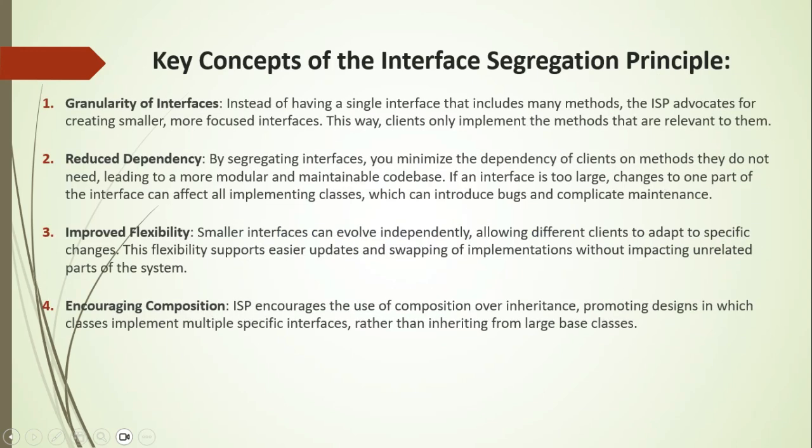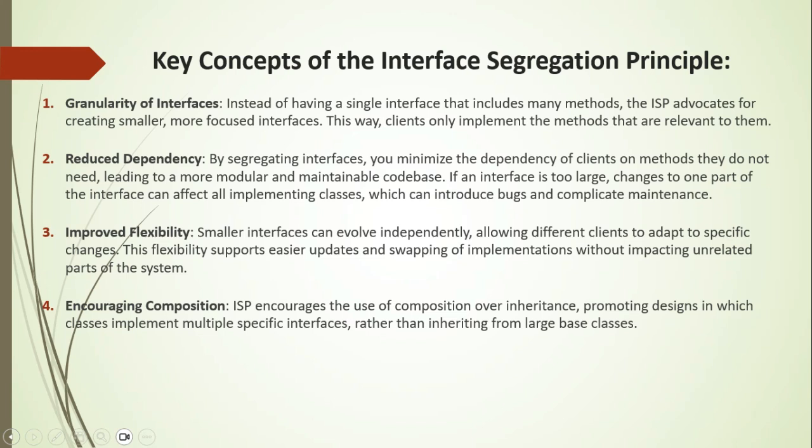Now let's discuss the key components of the Interface Segregation Principle. We have a few key concepts. First is granularity of interfaces. Instead of having a single large interface that includes many methods, ISP advocates for creating smaller, more focused interfaces. This way clients only implement the methods that are relevant to them. So this means ISP ensures the granularity of interfaces.